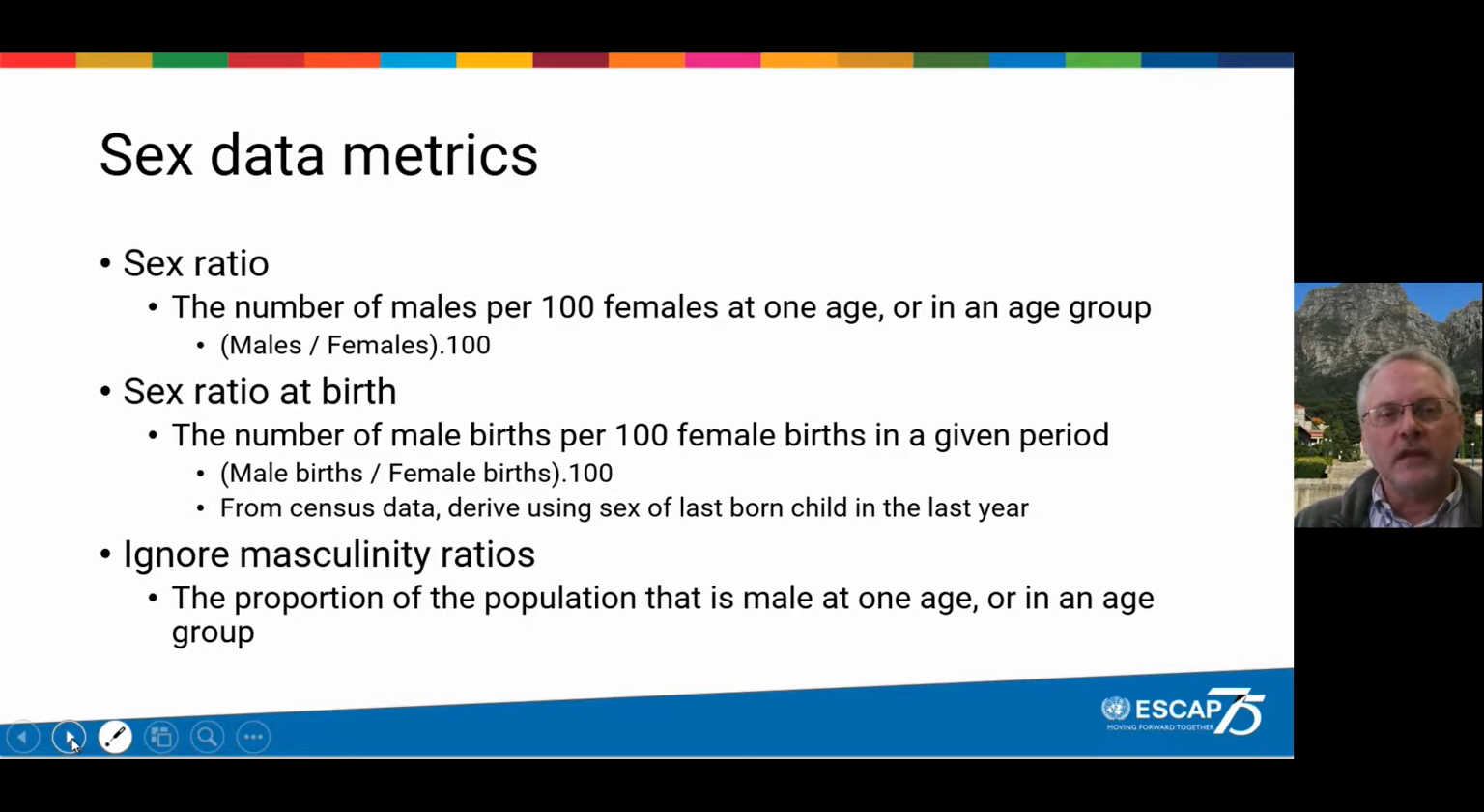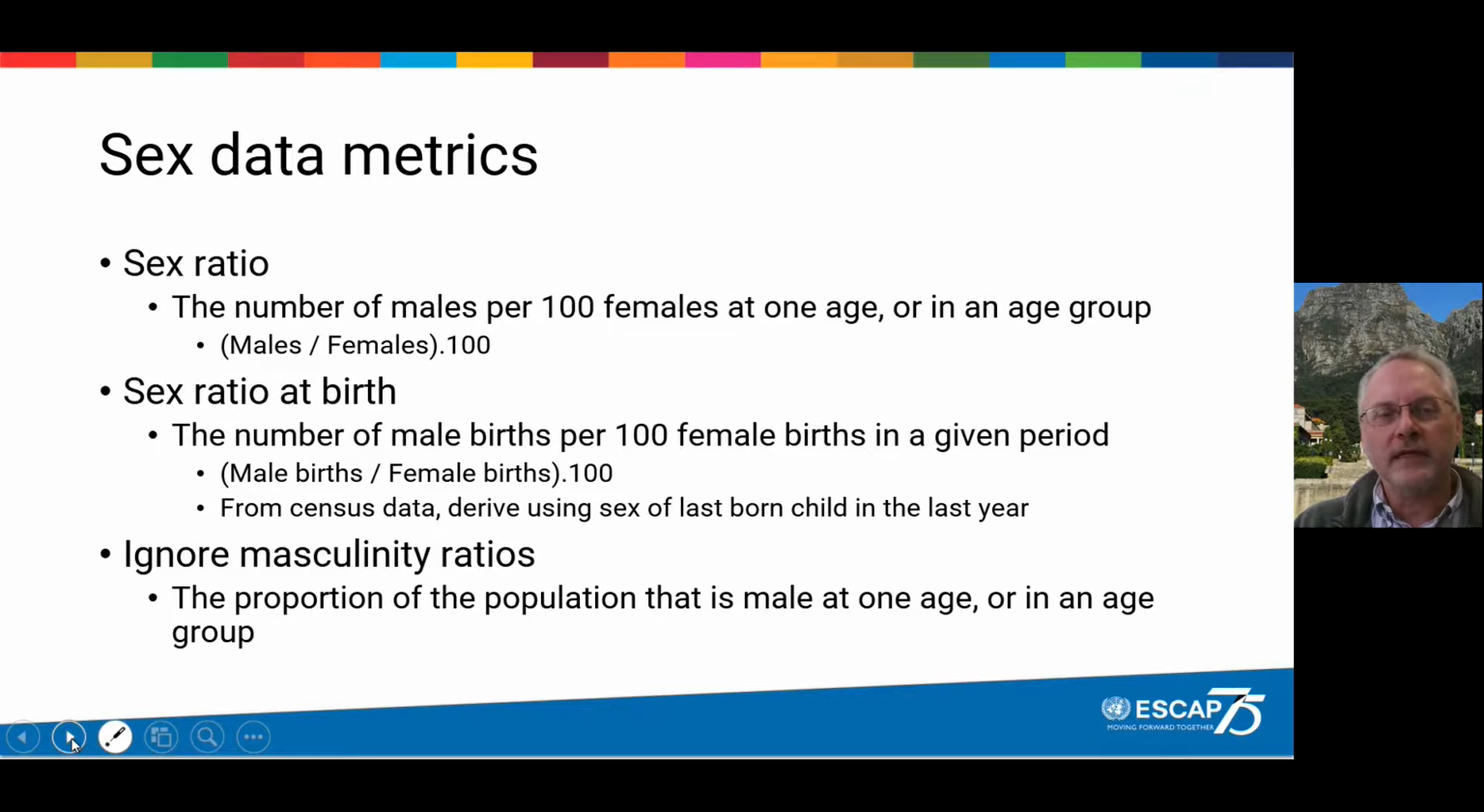The sex ratio at birth might also be calculated using census data, using information on the sex of the last born child in the year before the census. However, not all censuses routinely ask that question, in which case the sex ratio at birth would have to be evaluated and estimated using CRVS or demographic and health survey data.